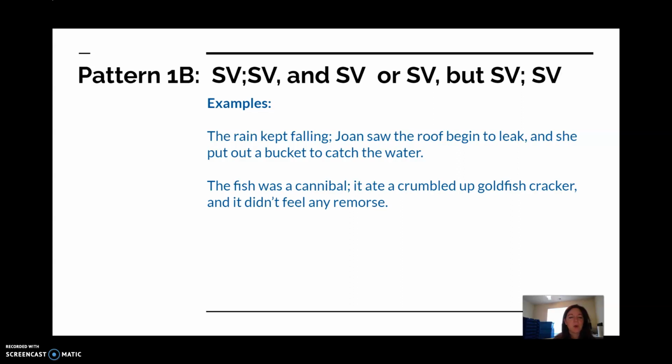All right, pattern 1B. So we have subject verb, semicolon, subject verb, comma, and subject verb, or subject verb, comma, but subject verb, semicolon, subject verb. That one's a little complicated. It'll make more sense in action. So the rain kept falling; Joan saw the roof begin to leak, and she put out a bucket to catch the water.